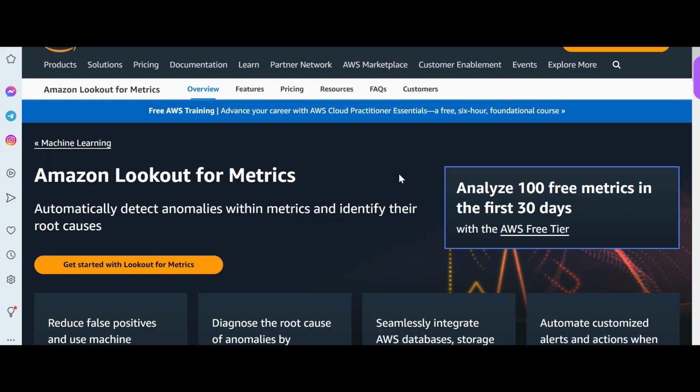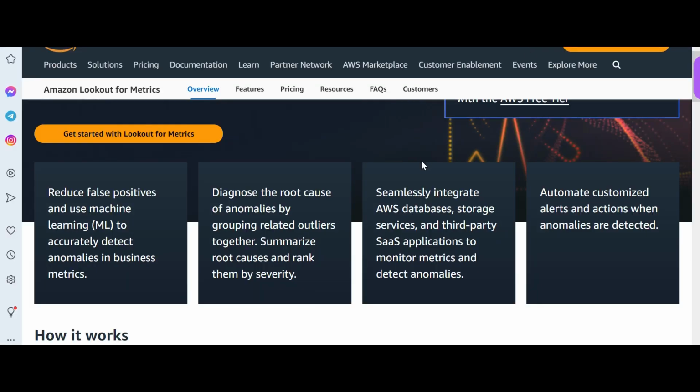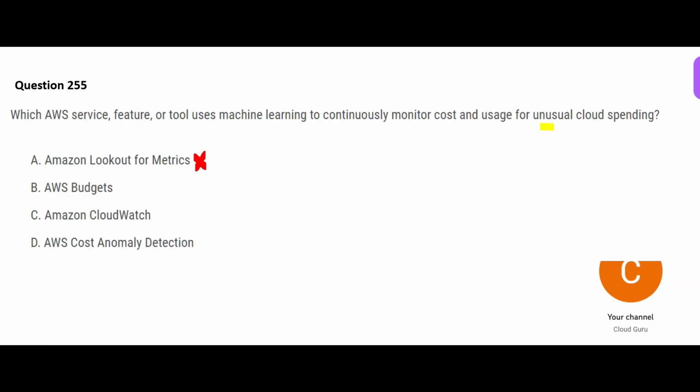Option A tells you to use Lookout. Lookout is a service which will give you anomalies with the metrics, whatever KPI you are using. In this question, you want to find anomalies with cost and usage. Here, metrics does not mean cost and usage. It is about machine learning metrics where you get false positives, so it will reduce false positives for you, and those kinds of things. So this would be wrong.